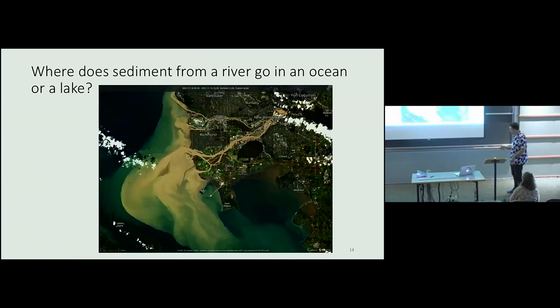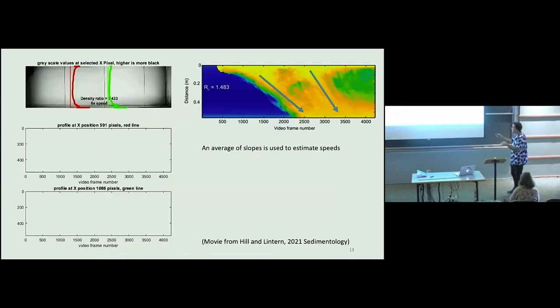Okay, so this is the sort of image we can make from a lab experiment. You can also make the same sort of picture from field situations. Eckhart? Just wondering, the green and the red line, what are those? Oh, sorry. They're just showing, at that particular location, there's a red line, and to the right of the red line is a profile showing the magnitude of the pixel intensity.